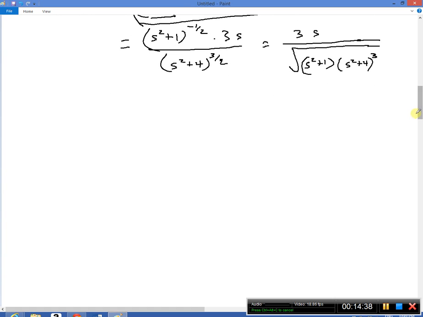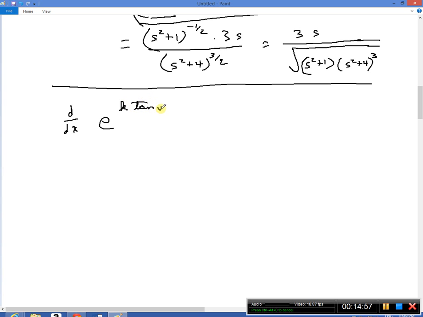Let's look at one that's not quite so nasty, but maybe could cause people a little bit of difficulty. What is the derivative with respect to x of e raised to the k tangent of square root of x. Okay, now how are you going to think about this? We have to think about this as a composition of at least two functions.